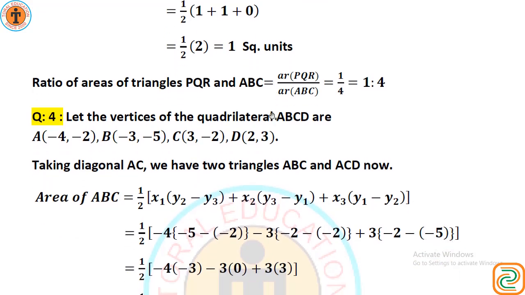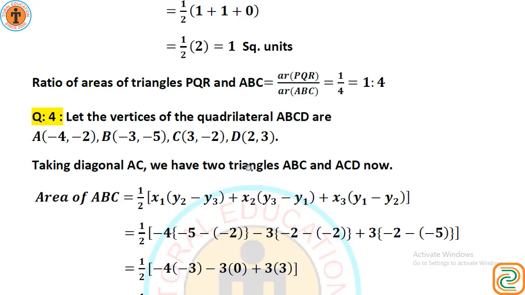Question number 4. Find the area of the quadrilateral whose vertices taken in order are A(-4, -2), B(-3, -5), C(3, -2), and D(2, 3). Taking diagonal AC, we have two triangles ABC and ACD.